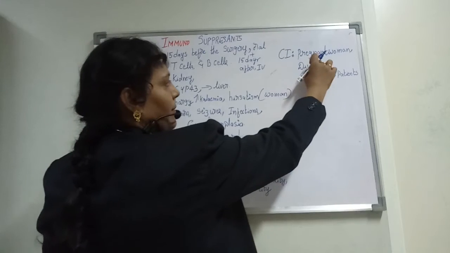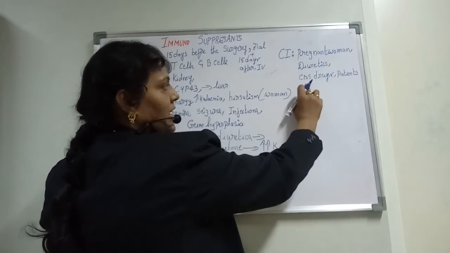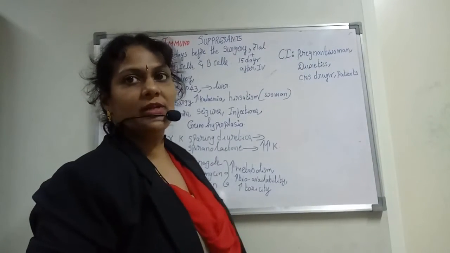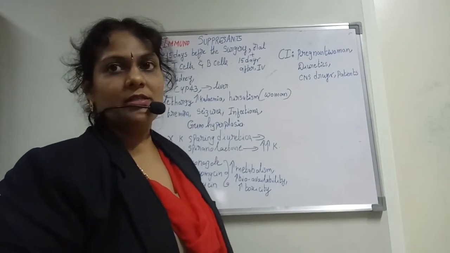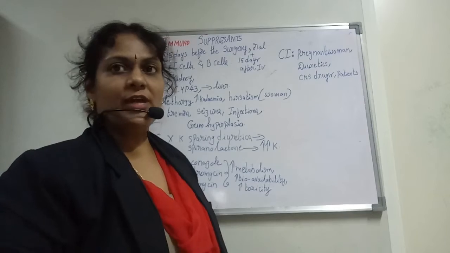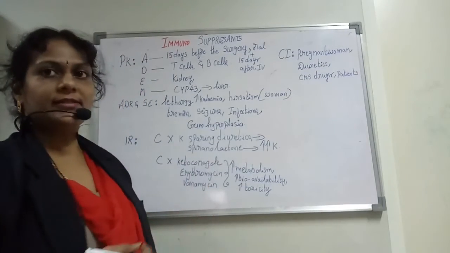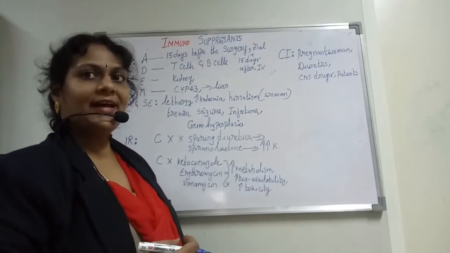This is called pregnant women. One is called diuretics, and the other one is the patients who are using barbiturates, phenytoins, warfarin, anticoagulants, barbiturates, benzodiazepines. So these cannot be combined with these two drugs. So it is called CI.